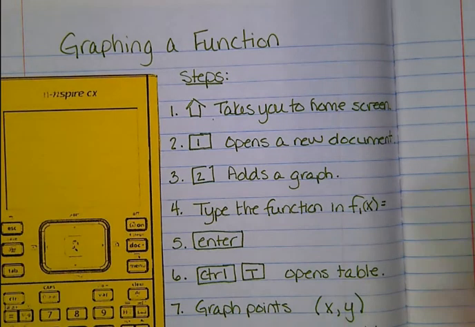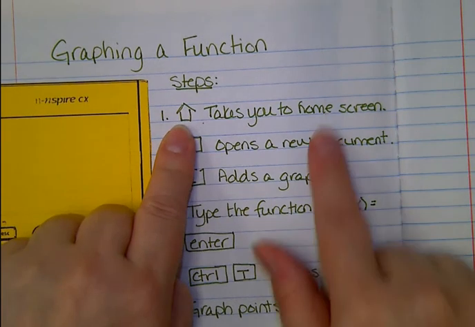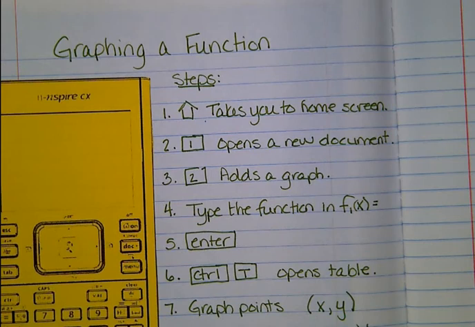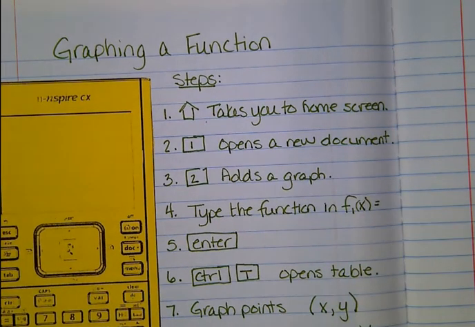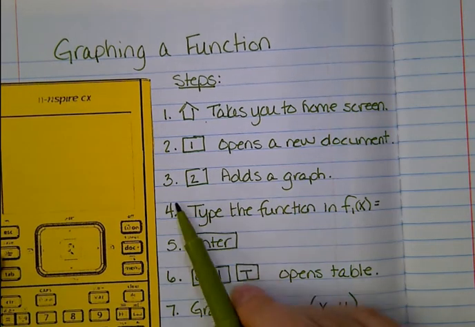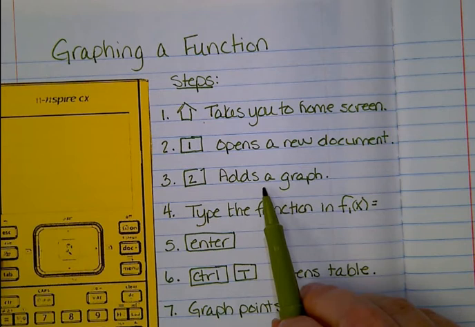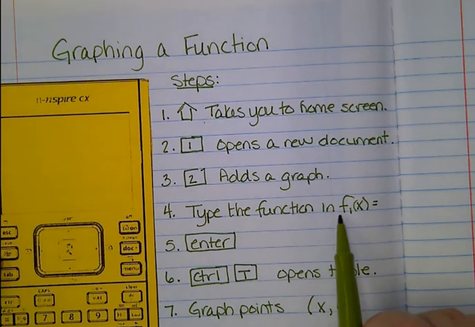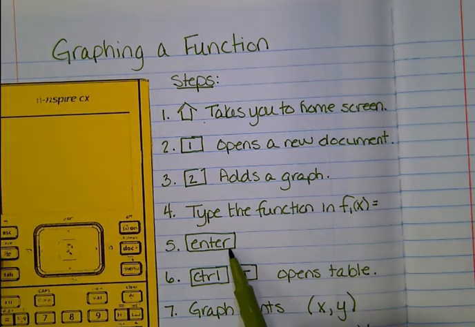So step 1 is to push the Home button, and it will take you to the home screen. Step 2 is to push number 1, which will open a new document. Step 3, you're going to push number 2 to add a graph. Step 4, you'll type the function in f1 of x equals, and then push enter.